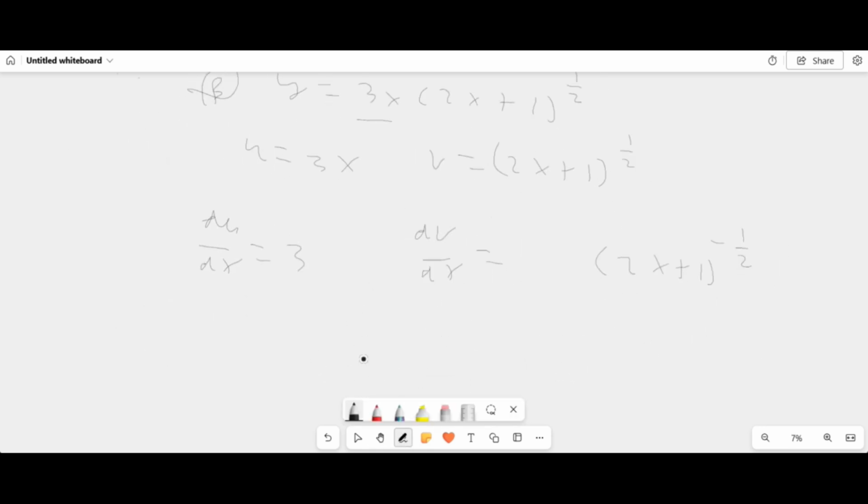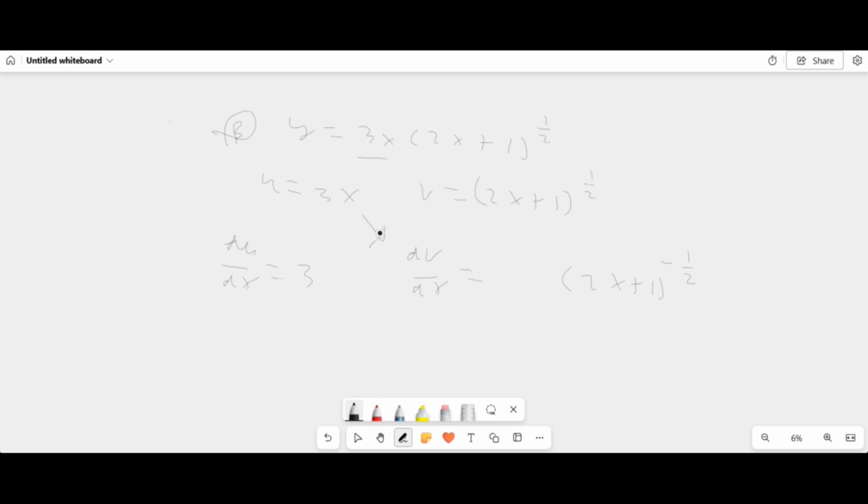Alright, save. So now what you need to do is times this by this, and this by this, and add them together. So 3x times that is going to be 3x, open bracket 2x plus 1, power minus half here. And then plus 3 times that, so 3 open bracket 2x plus 1, power half here.